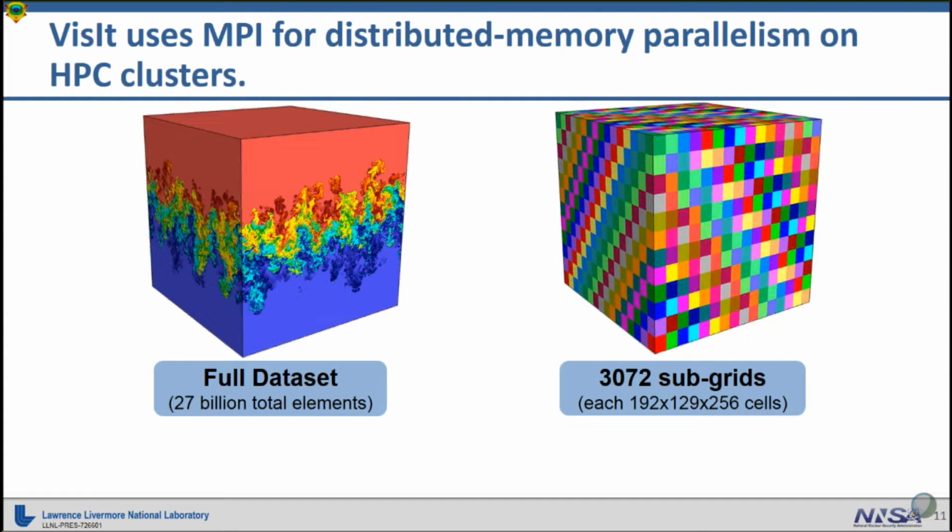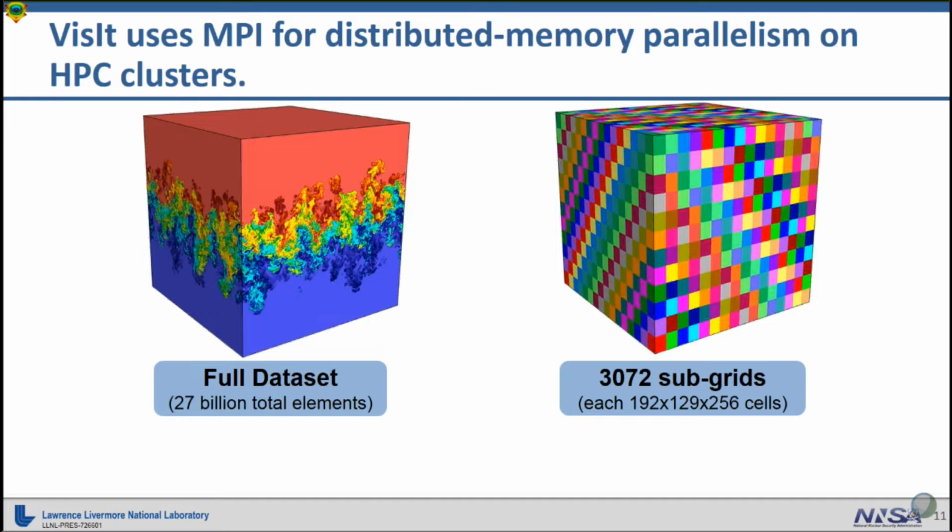So here we are back at our Rayleigh-Taylor instability calculation. So VisIt runs in a distributed parallel memory setting on HPC clusters. So typically the user likes to think of their data as one large chunk. So the image on the left is the way that the user thinks about it.